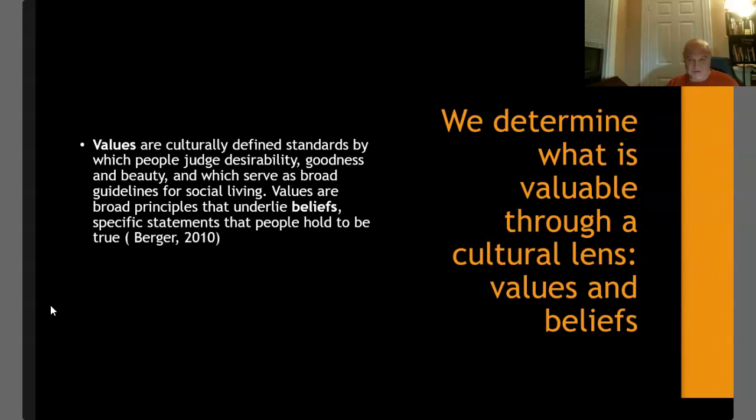One of the elements, or two of the elements of culture that we talk about in our definition of culture, are values and beliefs. Values are culturally defined standards by which people judge desirability, goodness, beauty, justice, and they serve as broad guidelines for social living, while beliefs are specific statements that people hold to be true. For example, we think of robbery as probably a bad thing. Right? That's a belief. That's an American belief. Don't steal from your neighbor. Right?